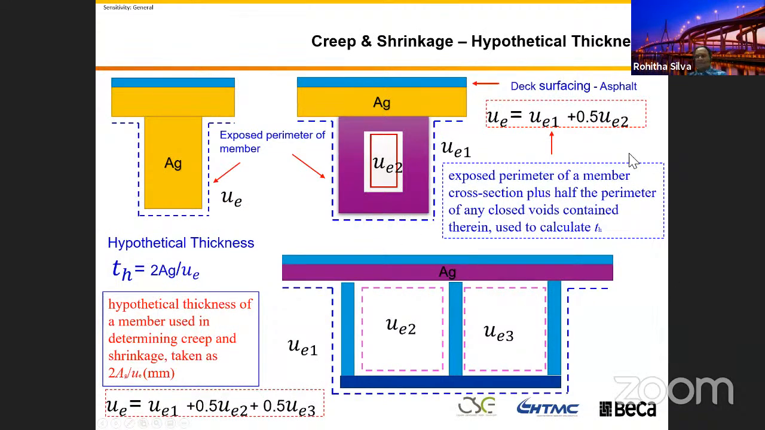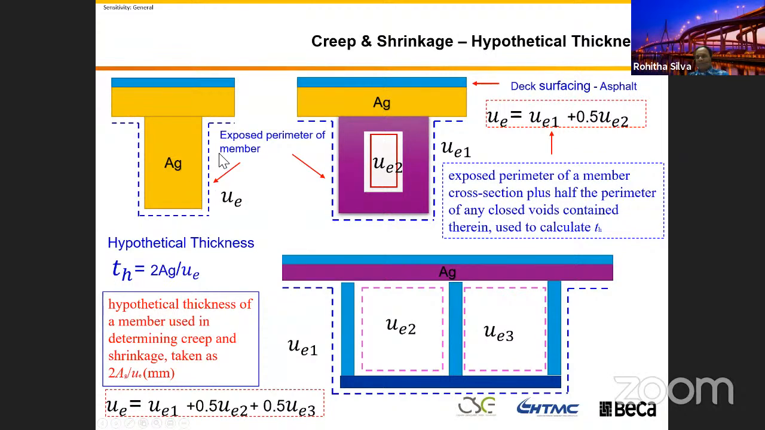When you calculate the creep and shrinkage, I put this slide. We use a parameter called the hypothetical thickness. This is defined as 2 times the gross cross-sectional area divided by the exposed perimeter of the member.